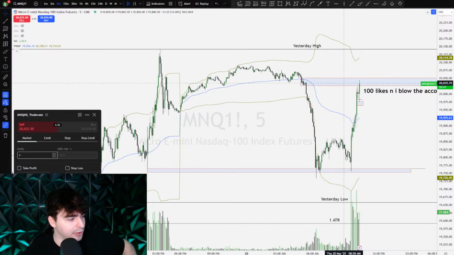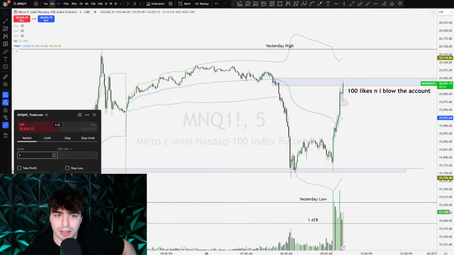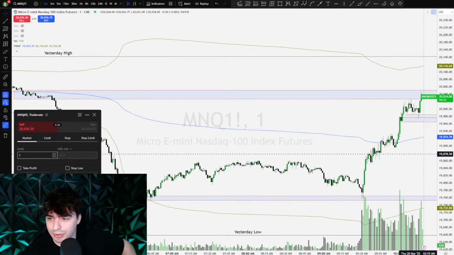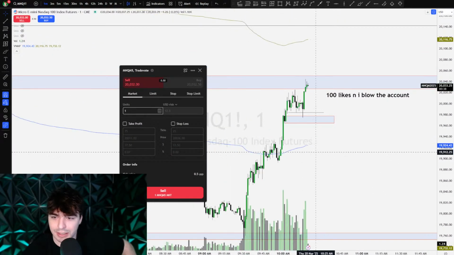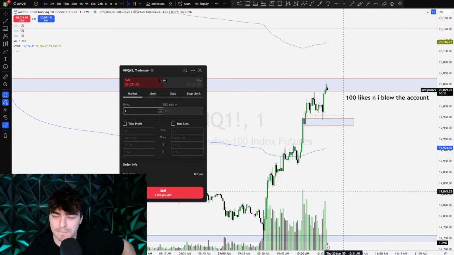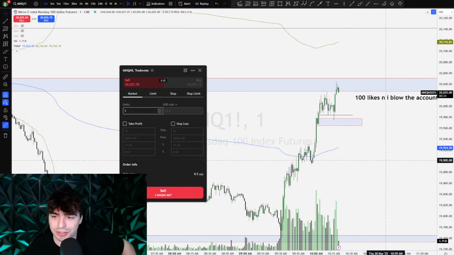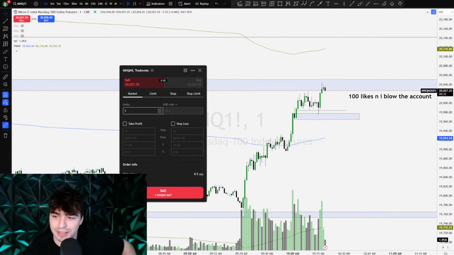Oh man, shorting this is pretty scary. Pretty scary. I can't bring myself to do it just yet. And that's usually when you probably should, when it looks scary.